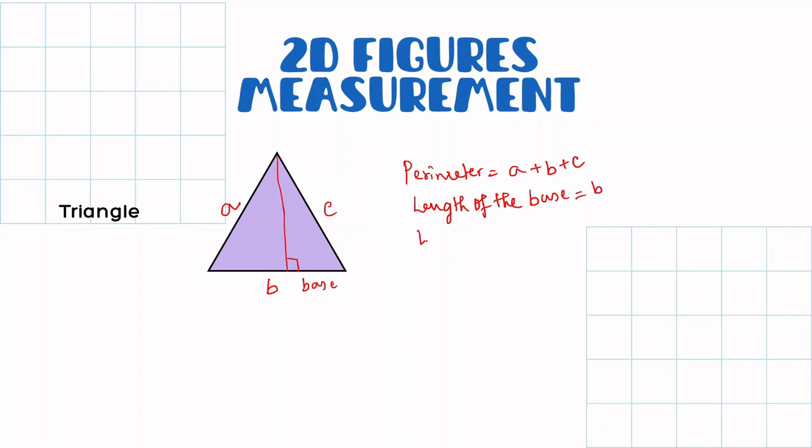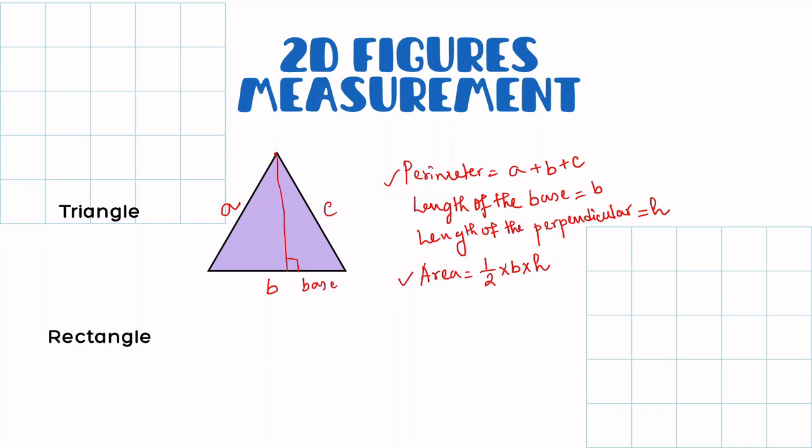And the length of the perpendicular is what? Perpendicular should be drawn from the opposite point, like this point. Okay, this point only. So length of the perpendicular, let's take it as h. Then what will be the area of the triangle? Area will be half into b into h. So you know about the perimeter of a triangle and the area of a triangle.